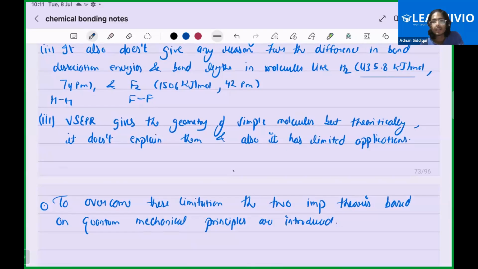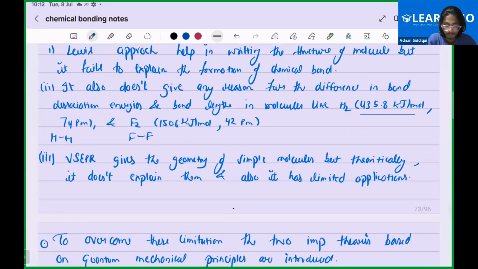And also, okay, now I understand. So it needs 435.8 kilojoules per mole to separate them, you're saying, yes, right? If you need to break the H2 bond, basically you need to provide this much energy. And F2 needs 150.6 kilojoules. Yes, it is relatively very less. It makes sense, no? It makes sense.